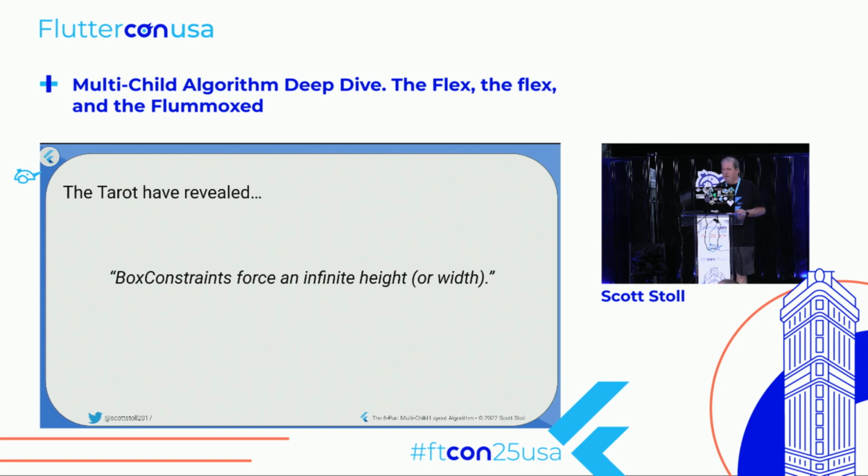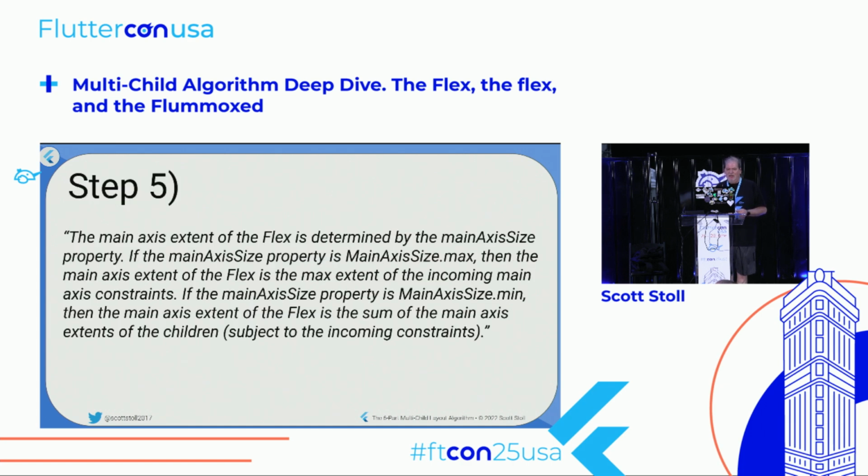So let's go on to step number 5. The main axis extent of the flex is determined by the main axis size property. If the main axis size property is main axis size max, then the main axis extent of the flex is the max extent of the incoming main axis constraints. If the main axis size property is main axis size minimum, then the main axis extent of the flex is the sum of the main axis extent of the children. What?